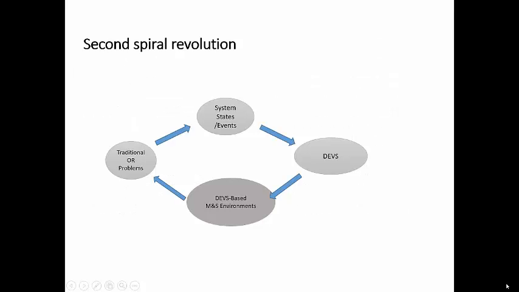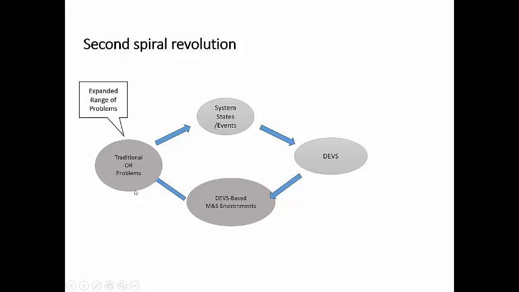But the focus of this talk is on a second spiral of revolution that I referred to earlier, where the first abstraction leads to developments that get more complex and attempt to solve more difficult problems, and this leads to new abstractions intended to strengthen the original one and make it more capable. So in DEVS's case, we could say the original abstract problems were traditional operations research kinds of problems. Now we're addressing a more expanded range of problems that we'll talk about in a moment.